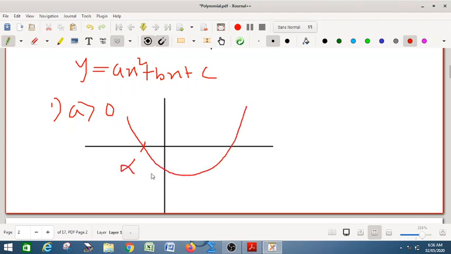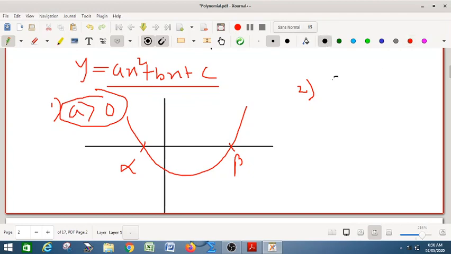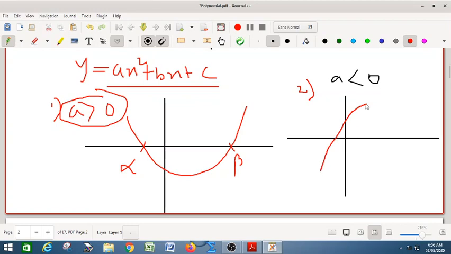Suppose the zeros are alpha and beta. So alpha and beta, two distinct factors. So in this case we say this quadratic polynomial has distinct factors, so we have two different zeros where it cuts the x-axis. So in this case, if a is greater than 0, the curve will be like this. And in case 2, if a is less than 0, again if you draw the x-axis, in this case the curve is like this.